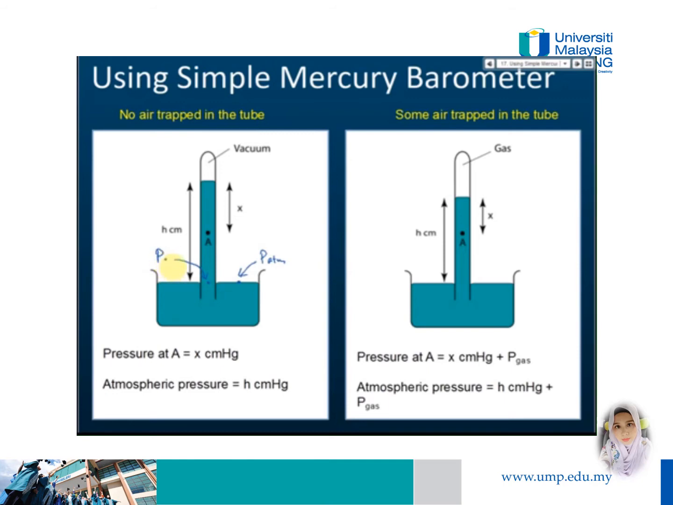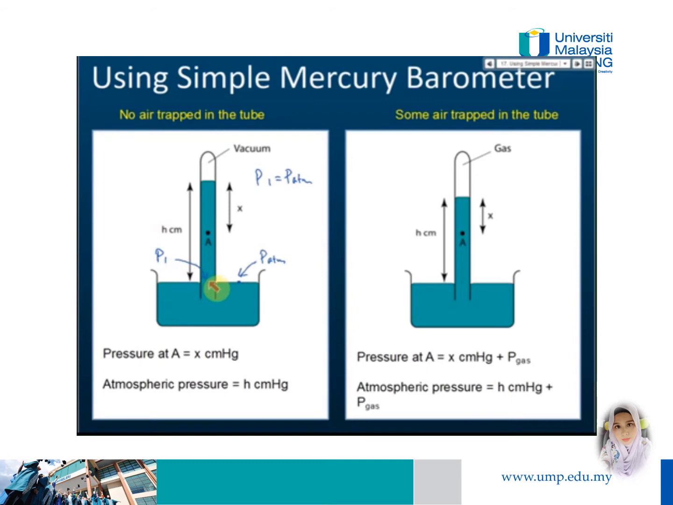Okay, let's say this is P1. P1 and this surface are at the same level, and therefore the pressure must be the same. So P1 must be equal to the atmospheric pressure. Why? Because they are in the same liquid and at the same level. Same liquid at the same level, the pressure must be the same.